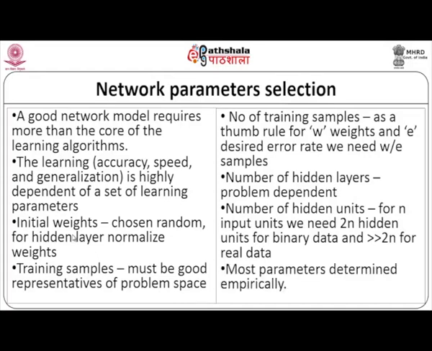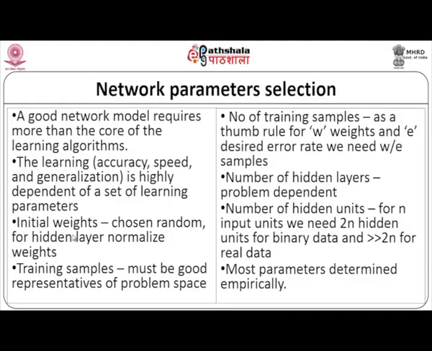Most parameters you cannot decide and say this is the parameter, it is normally determined empirically. So, what should you do? The initial weights are normally chosen at random. For the hidden layer, after that you normalize the weights. Training samples must be good and must be representative of the sample space. As a heuristic, if W is the weights and E is the desired error rate, then W by E is the number of samples required. Number of hidden layers we do not know, it is problem dependent.